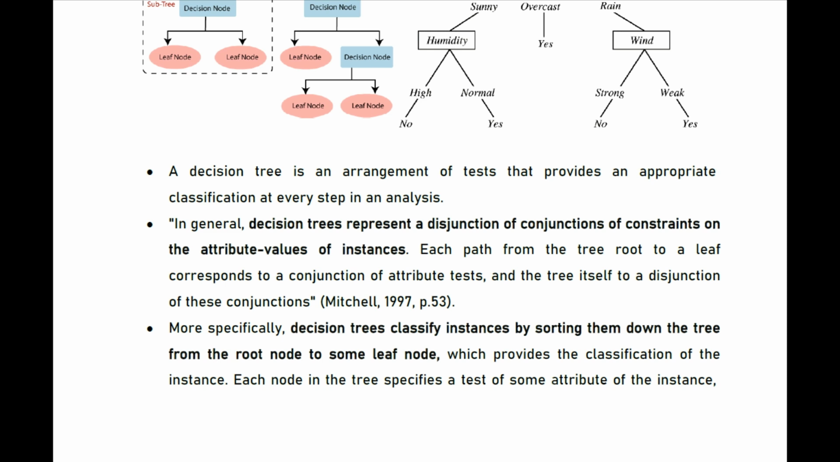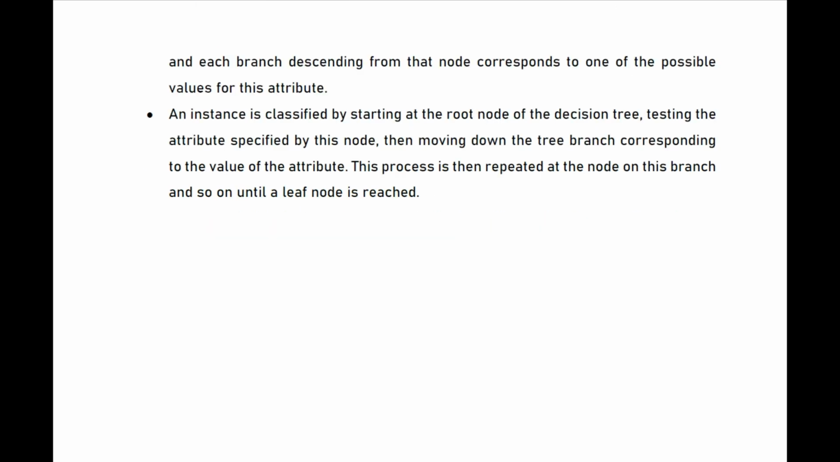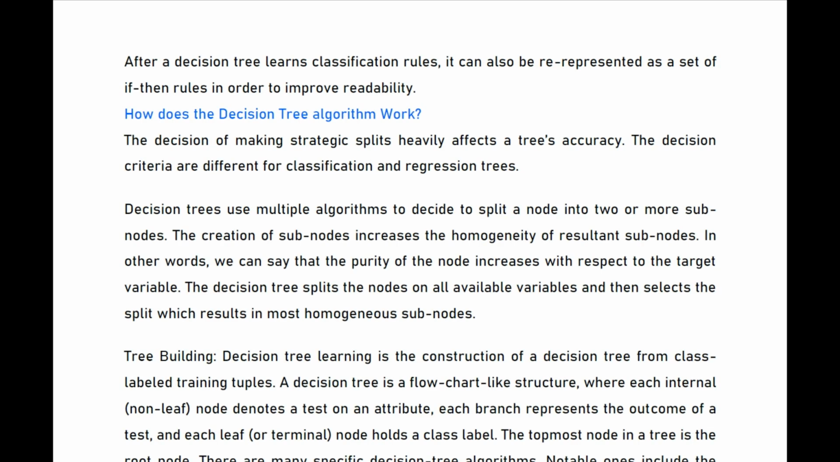Here, in decision tree classification, an instance is sorted down the tree from the root node to the leaf node. The classification is performed from the root node to a leaf node only. Each branch descends based on the attribute value. At each node, the decision tree tests an attribute, moving down the tree to the corresponding node. After the classification is performed, it is represented by a set of if-then rules.